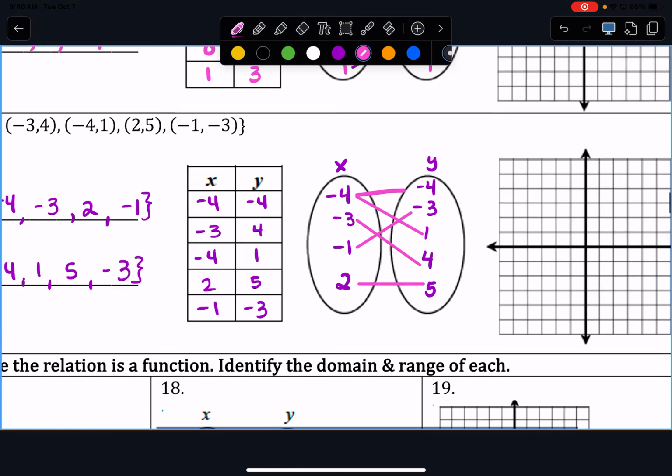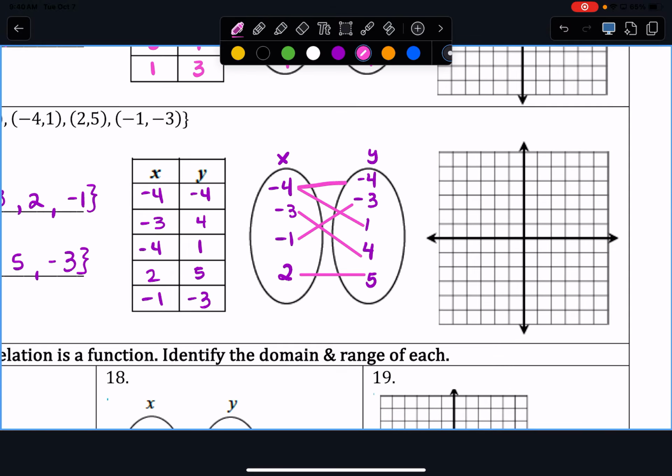Then we'll plot those points on our graph. -4, -4; -3, 4; -4, 1; 2, 5; -1, -3. We are just using the x coordinate and the y coordinate to plot those points. Is that a function or not a function? Not a function.